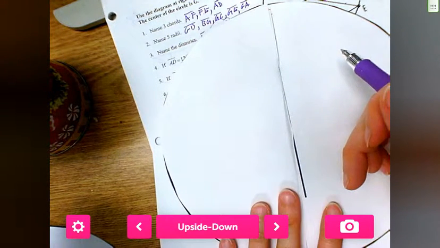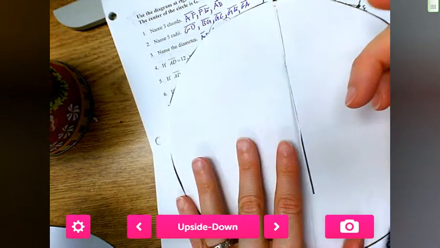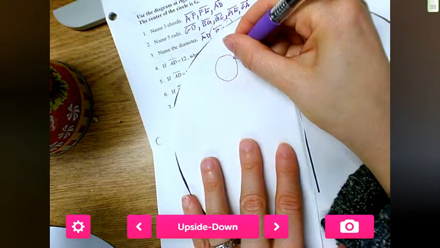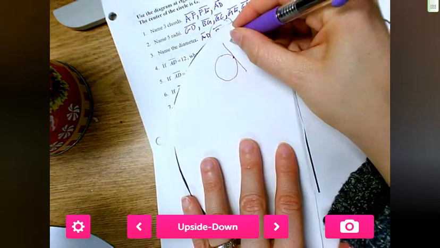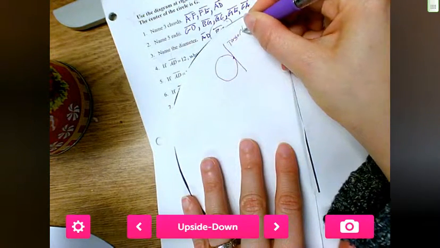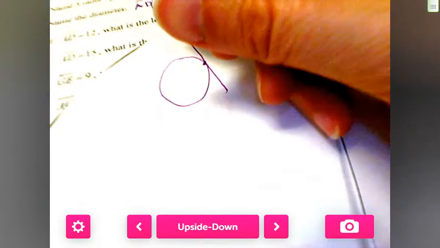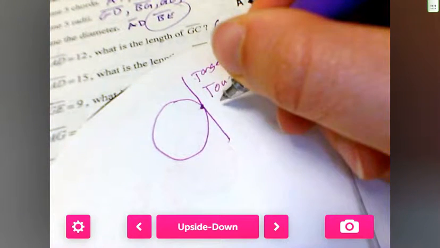Okay, so first, a tangent touches a circle at exactly 1 point. So we're going to draw a picture of a circle. We've got a point and we've got a line. That's a tangent. Touches a circle at 1 point. Touches, you should write this down in your circle book.